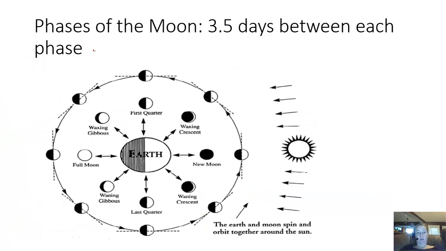All right, phases of the moon. This is kind of one of my favorite things. So one thing you have to remember is that it's 3.5 days between each phase, and there are 8 phases. Why? Because there's 28 days in a lunar cycle. Okay, 28 days. Notice the chart.